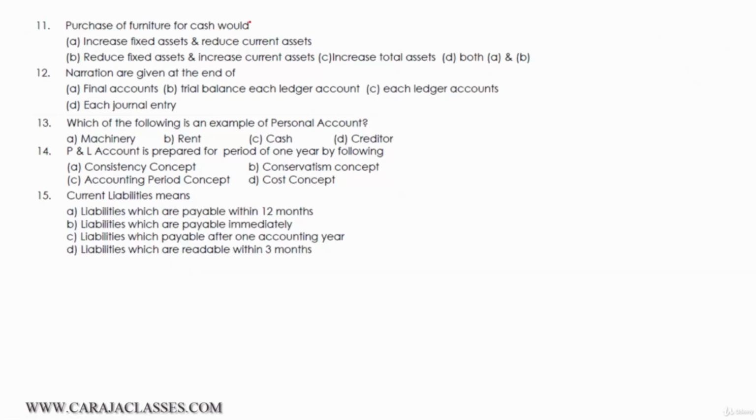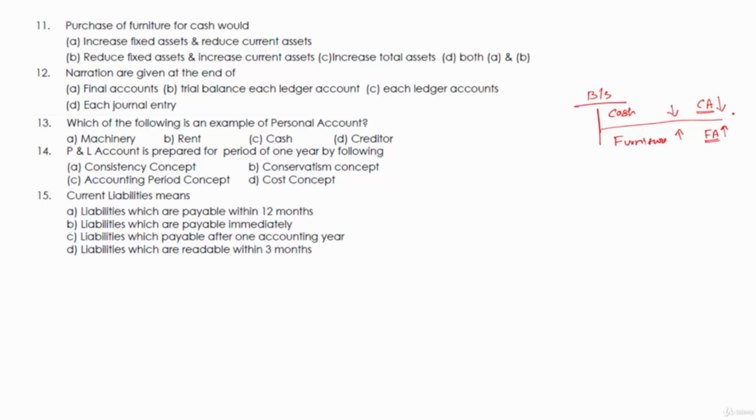Next 5 set of questions. Purchase of furniture for cash would. Some choices are given. First let's understand. When you purchase a furniture, think from balance sheet angle. What is coming in, and what is going out? Cash is going out. So furniture balance will increase, cash balance will decrease. And what is the nature of furniture? Is it current asset or fixed asset? It is fixed asset, provided you have intention to use it for a longer period. What is the nature of cash? It's basically a current asset. So fixed asset is increasing and current asset is decreasing.